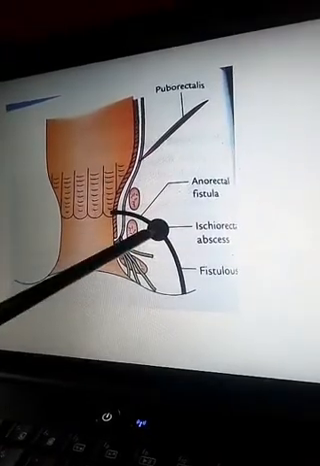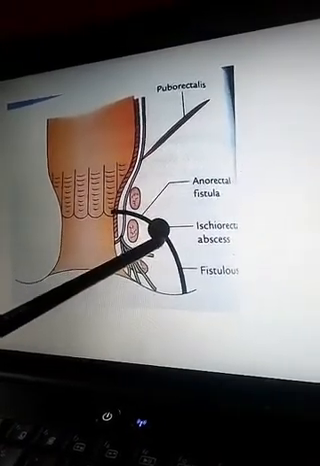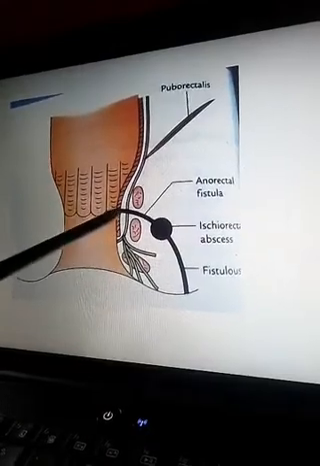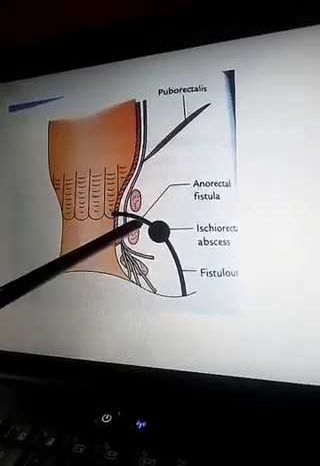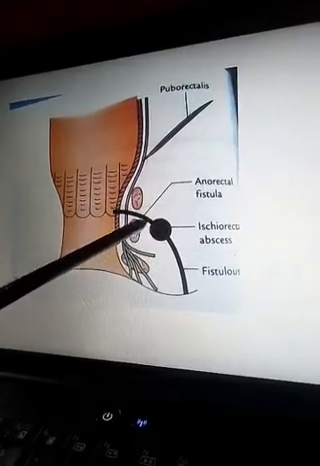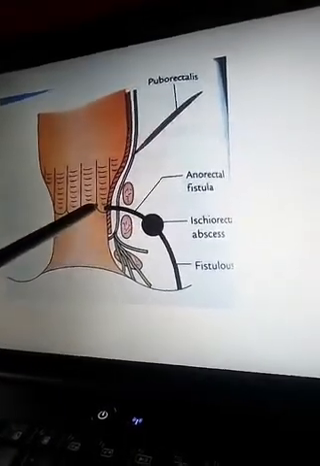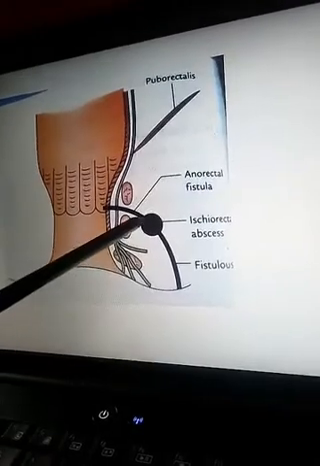In neglected cases, the abscess may burst into the anal canal, or on the surface of the perineum, to form the ischiorectal type of anorectal fistula or fistula in ano.